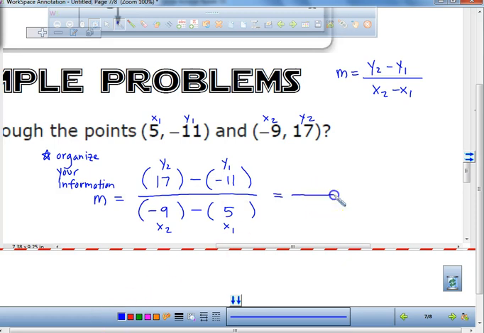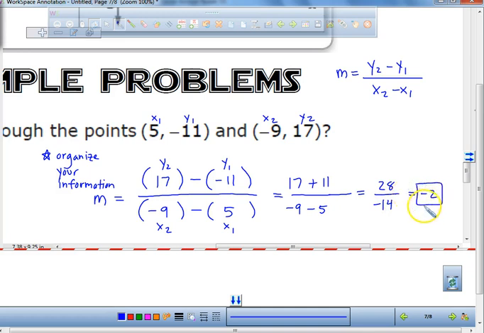All right, now we're going to do it in the calculator, but we're also going to do it by hand first. Whenever you see a negative and a negative, what's going to happen there? It's going to become a positive. This becomes 17 plus 11. This just stays negative 9 minus 5 more. So in the numerator, you get 28. But in the denominator, you get negative 14. And 28 divided by negative 14 is a negative 2.